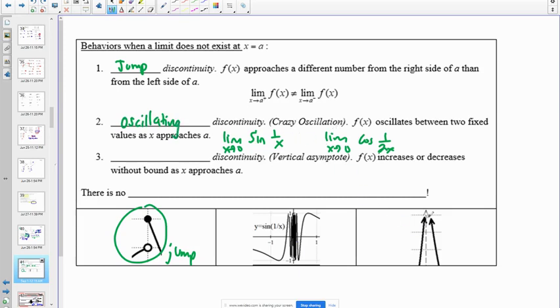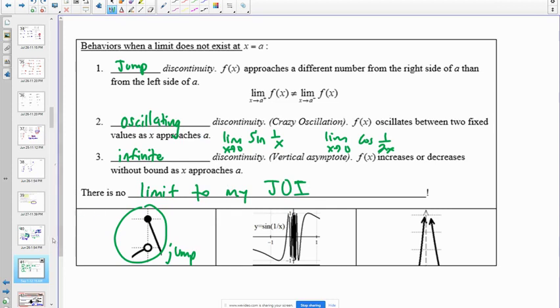And then finally, when you have a vertical asymptote, this is called an infinite discontinuity. If you have a vertical asymptote, the limit won't exist either. So there are actually 3 times when there is no limit: a jump discontinuity, an oscillating discontinuity, or an infinite discontinuity, or a jump, or a crazy oscillation, or a vertical asymptote. The way I remember that is there is no limit to my jump, oscillating, and infinite. There is no limit to my joy. And that's how you will remember when there is no limit.